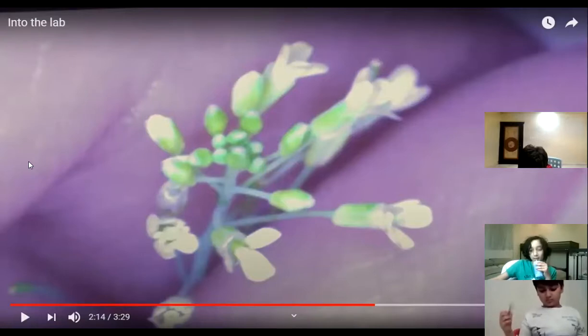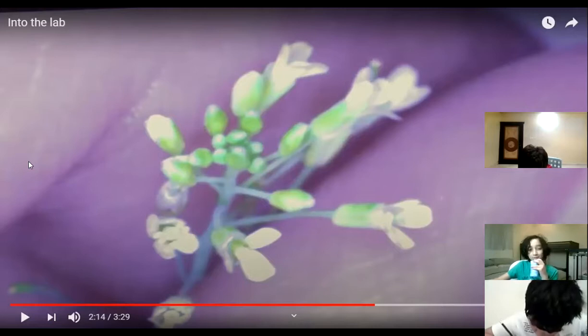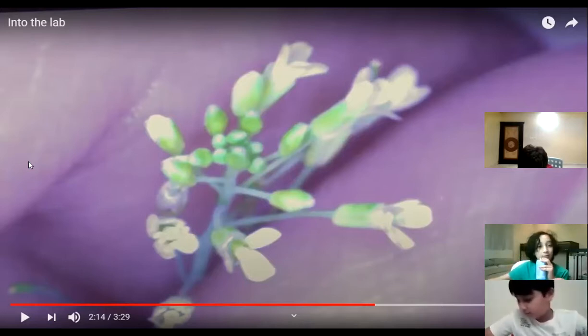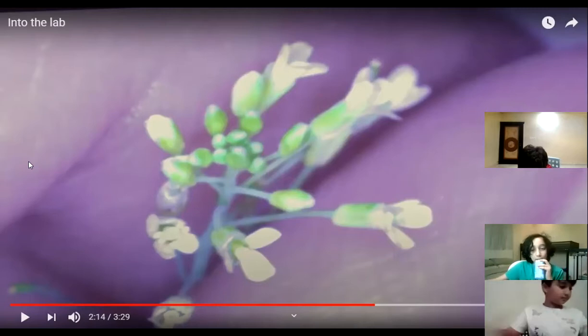I want to ask a question. Why do all scientists wear these white clothes? Yeah, the scientists. Why do they? Yeah, it's like a uniform.